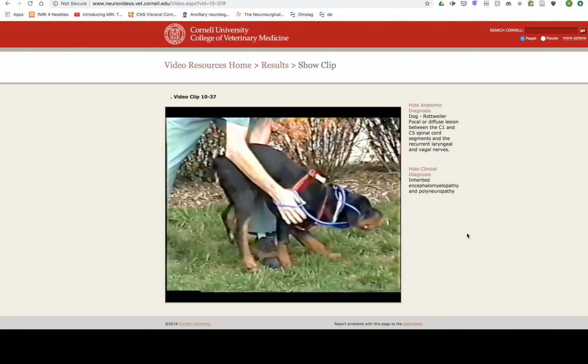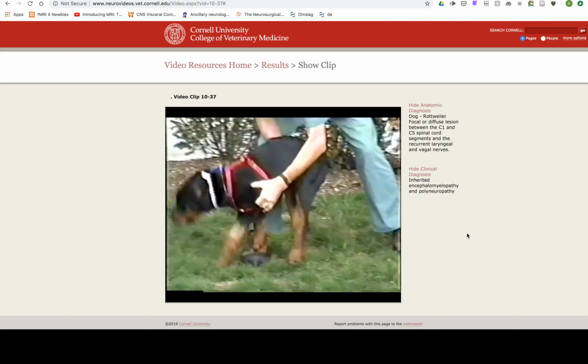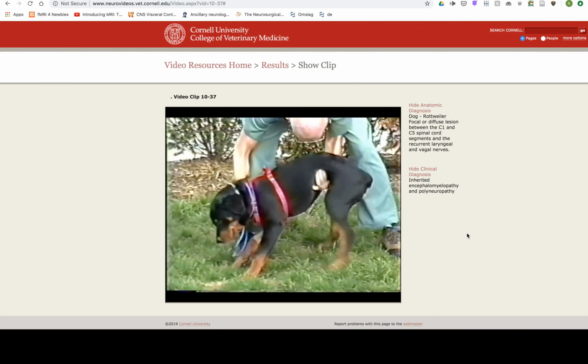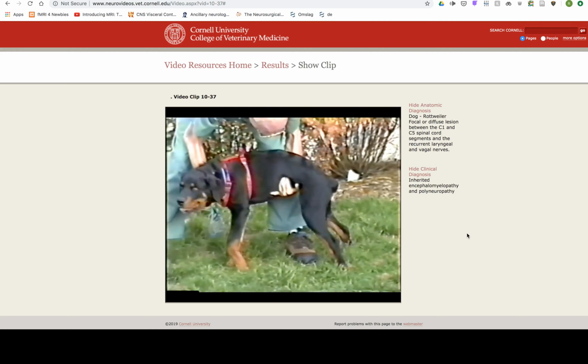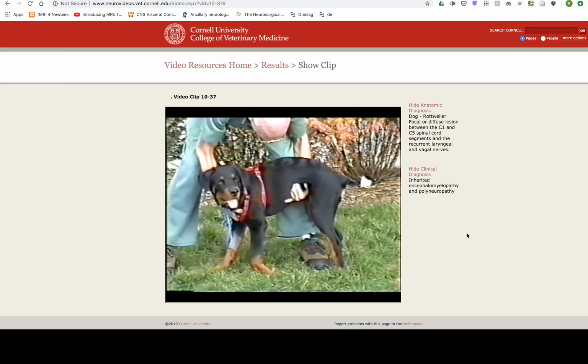Inherited encephalomyelopathy polyneuropathy is a preferred term for a disorder first published in 1997 to describe neuronal vacuolation and spinocerebellar degeneration in young Rottweiler dogs and defined as an autosomal recessive genetic disorder. The name these authors gave to this degenerative disorder is, however, incomplete, as it refers only to the most pronounced lesions in the spinal cord.